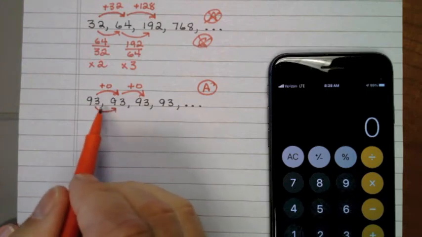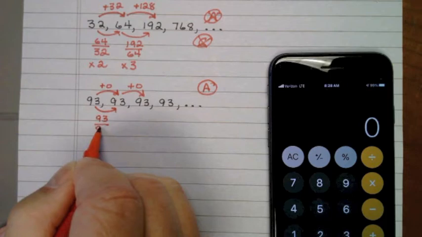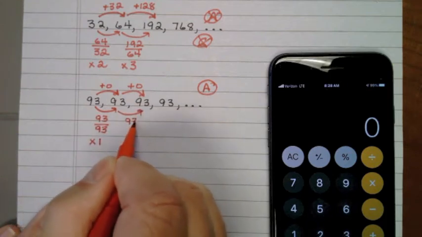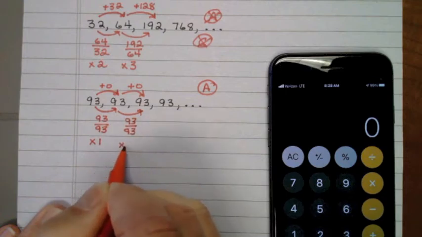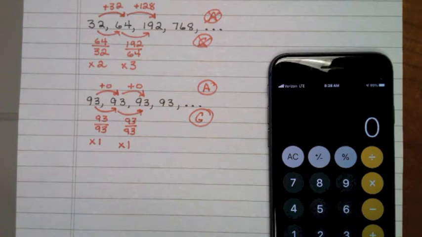To see if it is a geometric sequence, I'm going to take these two and divide. I'm multiplying by 1. 93 divided by 93, I'm multiplying by 1. Is it a geometric sequence? Yes, it is. It's both an arithmetic sequence and a geometric sequence.